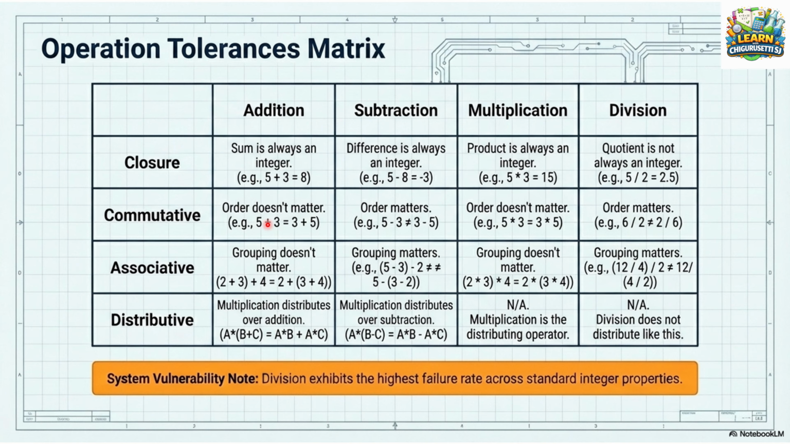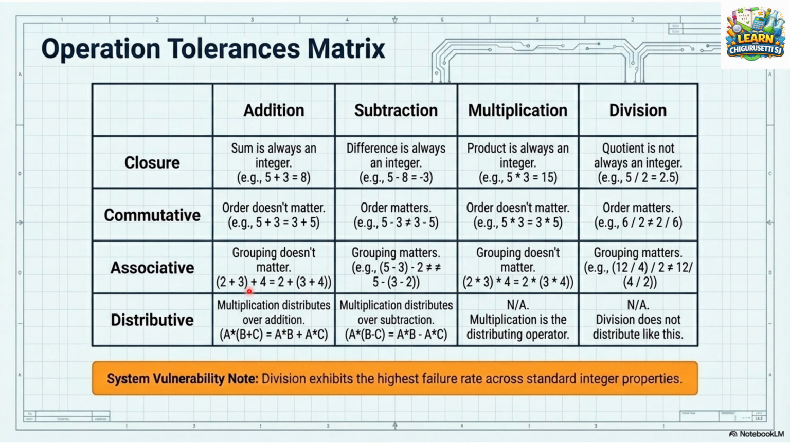Here, first of all, order doesn't matter, because 5 plus 3 is 8 and 3 plus 5 is 8. So this satisfies. But here order matters, because 5 minus 3 is 2, but 3 minus 5 is minus 2. But in multiplication, 5 3s are 15 and 3 5s are 15. Both are the same, so it satisfies. But in division, order matters. If you do 6 by 2, you'll get 3, but if you do 2 by 6, you'll get 1 by 3. So this doesn't satisfy at all.